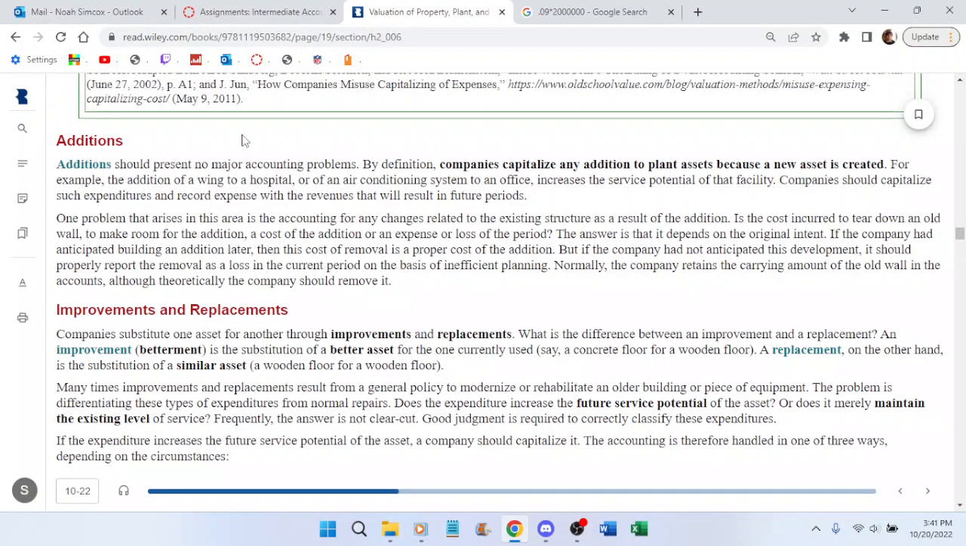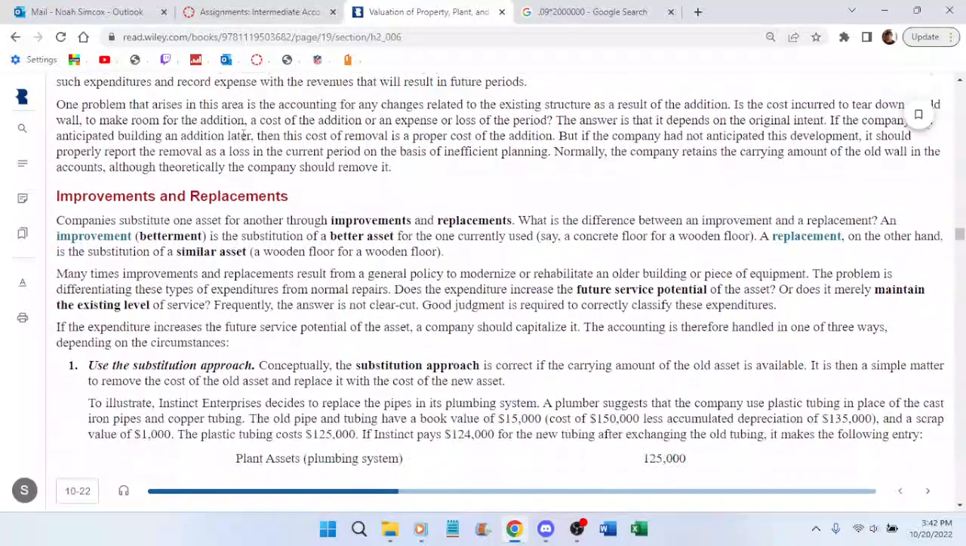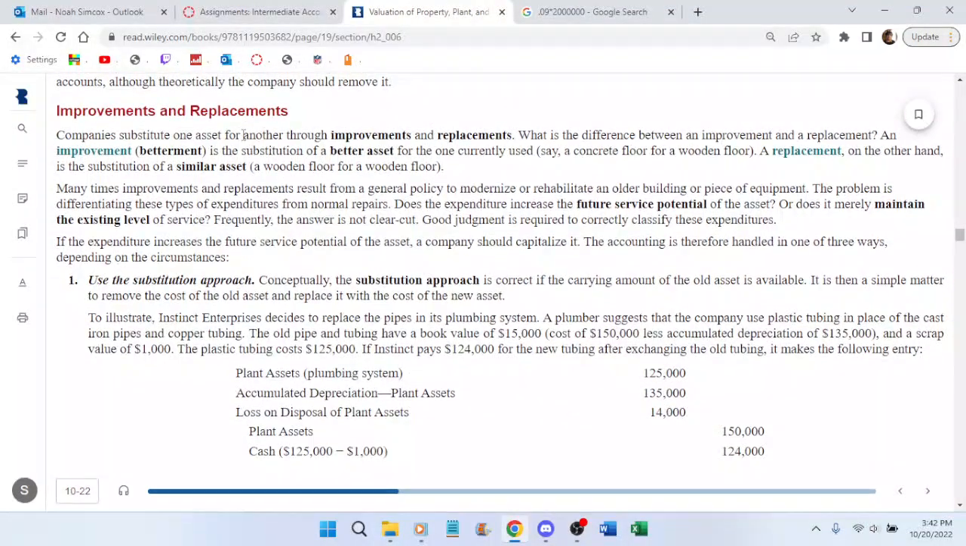Okay, so you capitalize additions. There's one problem. I don't care. I'm just going to skip past that. Improvements and replacements. Oh, great.